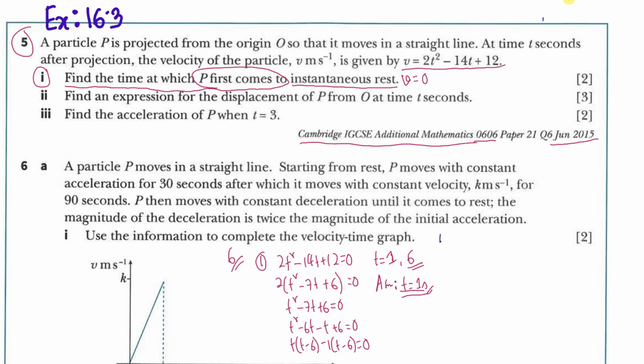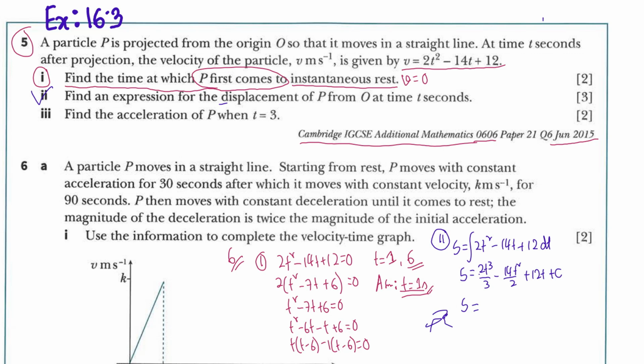I'm going to use another color. Question number 2: find an expression for the displacement of P from O at t seconds. The velocity expression is given. To get the displacement, we need to integrate the expression. Let me integrate (2t² − 14t + 12) dt. If we integrate, we get 2t³/3 for the first part, minus 14t²/2. If you have any problem in integration, you may see my previous tutorial, where I have done all the integration from this book. So s we got from there.